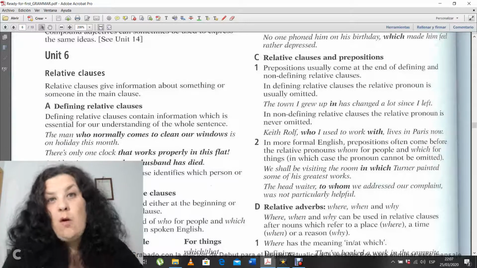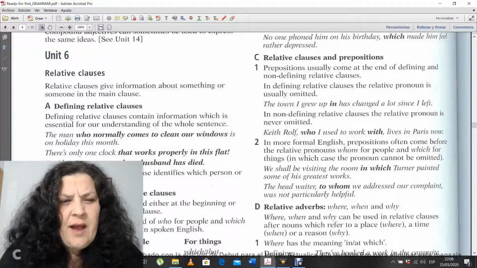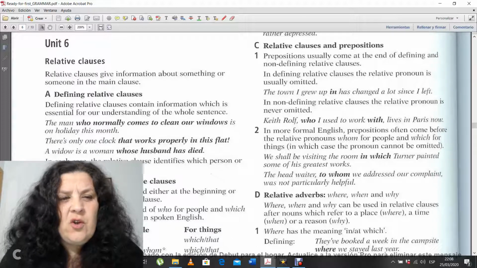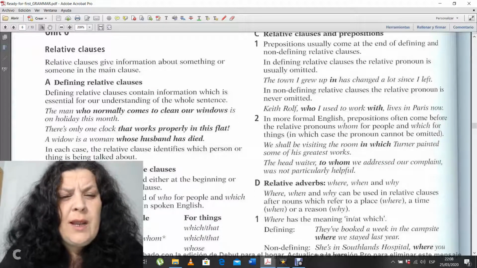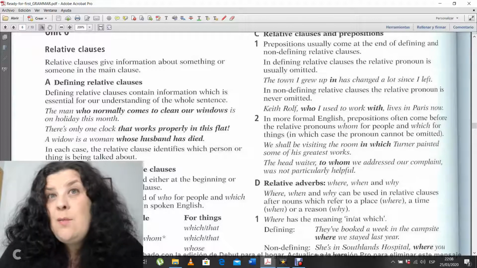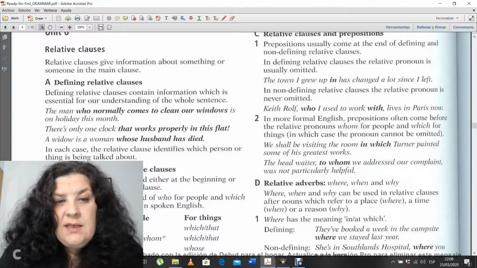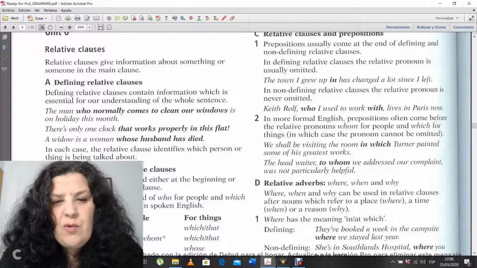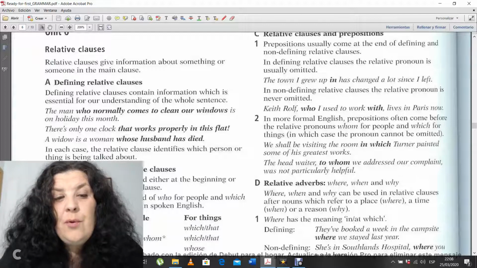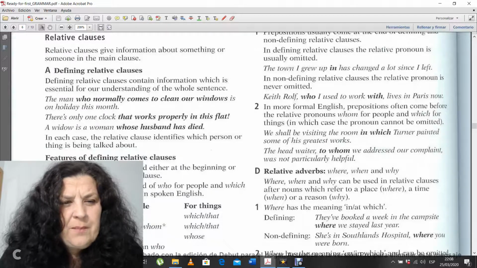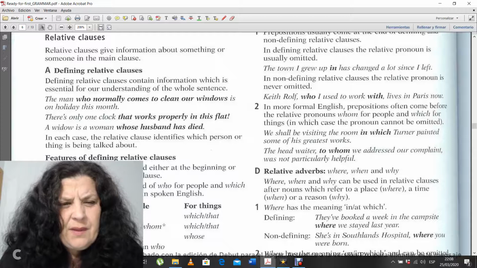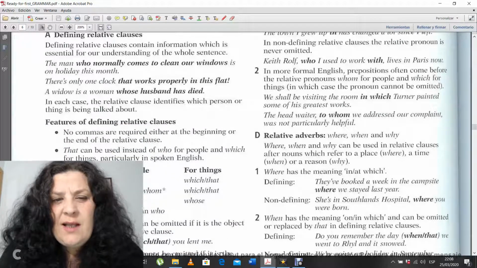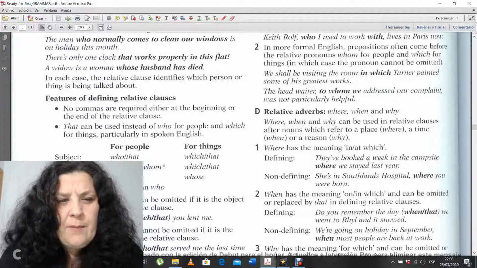Okay, so now let's go over the unit a bit. So defining relative clauses contain information which is essential, as I told you. You have those examples here. The man who normally comes to clean our windows is on holiday this month. So you see that is important. Or there's only one clock that works properly in this flat. In that example, we could say which works, but we have decided to use that. So it's okay, yeah? A widow is a woman whose husband has died. Okay, so same thing.